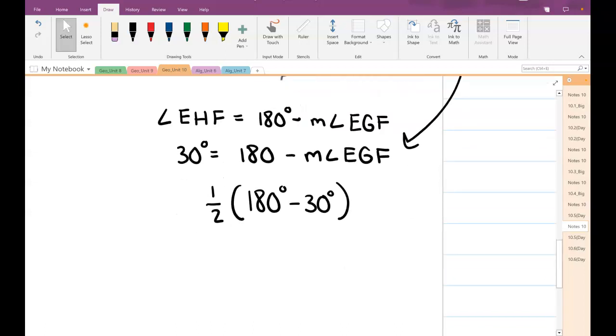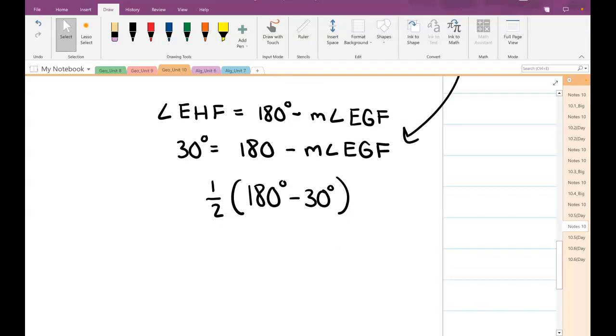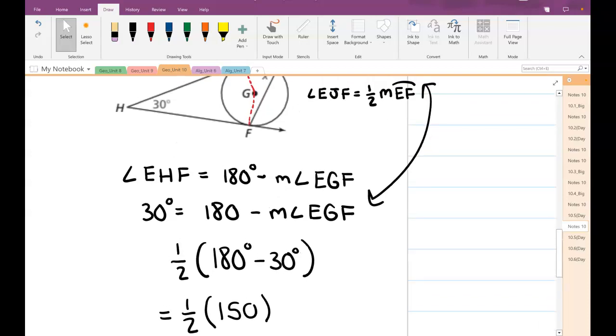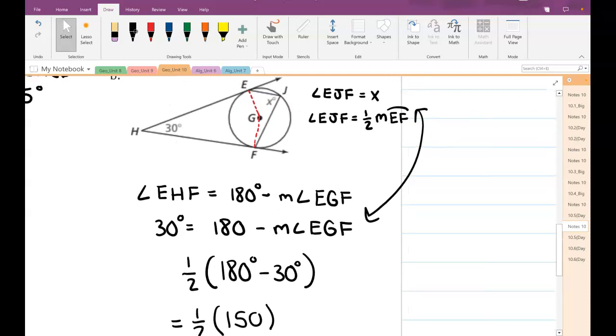So then when we go through, we could say this would be 1/2 of, what is it, 150. So then this is equal to 75 degrees. And that's what x is. So x is 75 degrees.